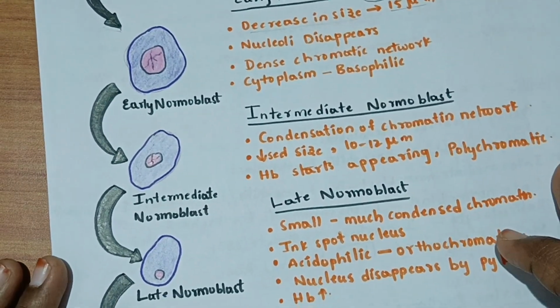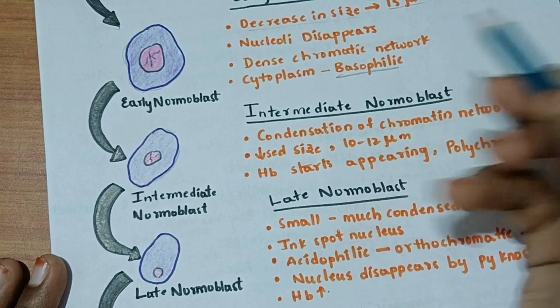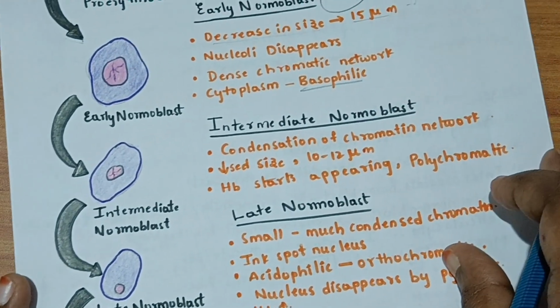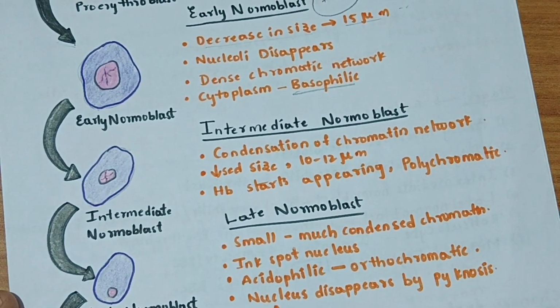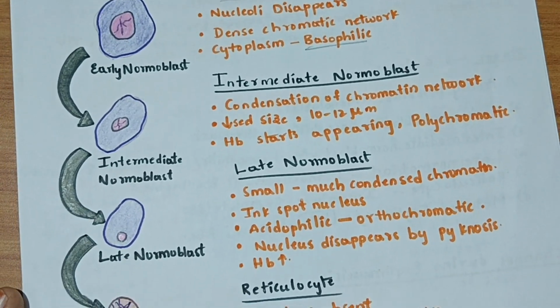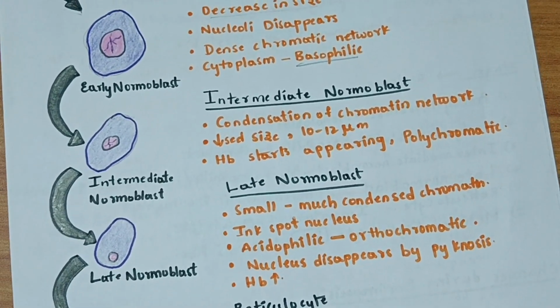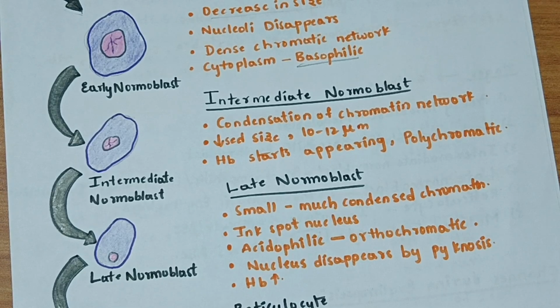And here the cytoplasm stains basophilic. Now let's see the next stage, that is intermediate normoblast. The cell is further decreased in size. There is more condensation of the chromatin network. As compared to the first step, the chromatin is even more condensed.